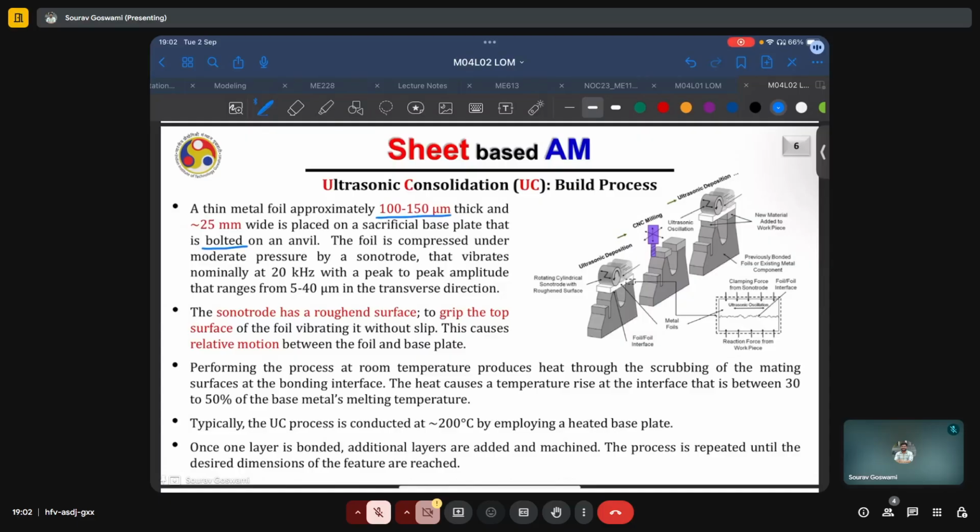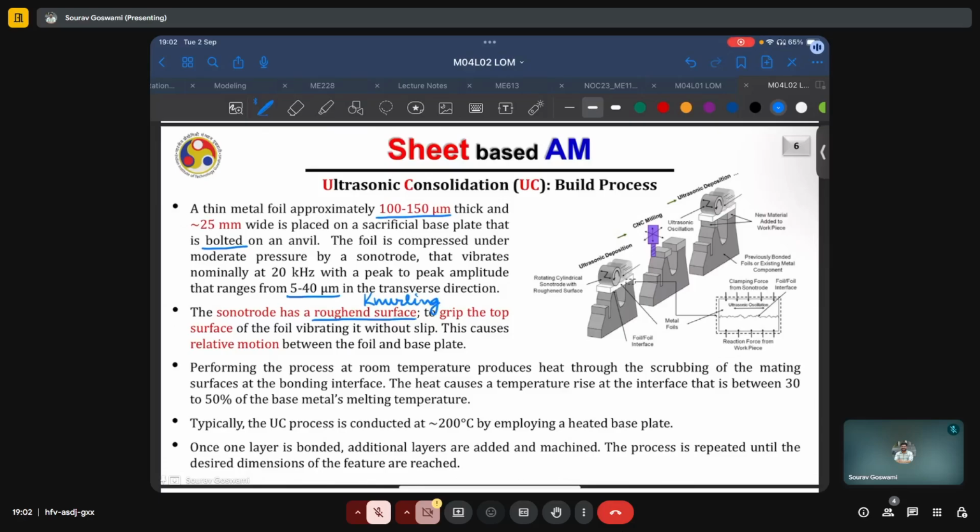The foil is compressed under moderate pressure by a sonotrode, which vibrates nominally at 20 kilohertz with a peak-to-peak amplitude that ranges between 5 to 40 micrometers in the transverse direction. The sonotrode has a roughened surface, typically introduced by knurling. The reason for this roughened surface is to grip the top surface of the foil, vibrating it without slip. This causes relative motion between the foil and the base plate.